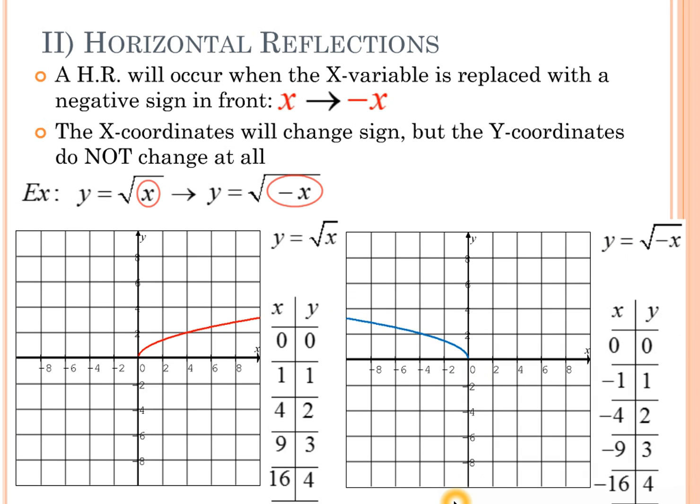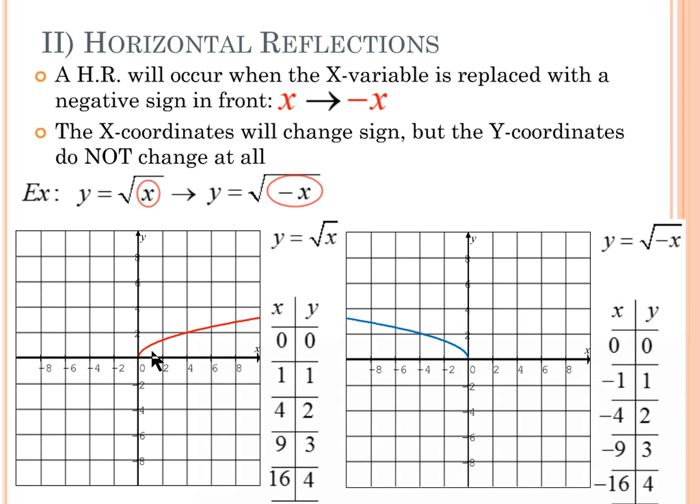Before I compare the red graph and the blue graph, you might notice that the y values here are exactly the same as the y values over here. The only difference is that if my x value here is positive, then my corresponding function will have a negative x value over here. That kind of makes sense. You have a negative sign here, so all these x values should now be negative.